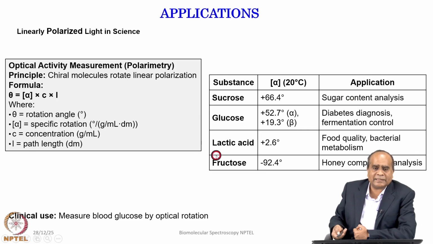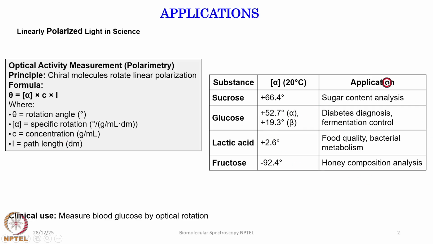The third one is lactic acid, which matters for food quality or even bacterial metabolism. If there is not enough oxygen, they do not degrade glucose fully, and lactic acid formation happens. It has an alpha of 2.6. You can put in this lactic acid, shine the light, find how much rotation is happening, and then determine the concentration. So, it is like a simple UV-visible kind of relation you have.